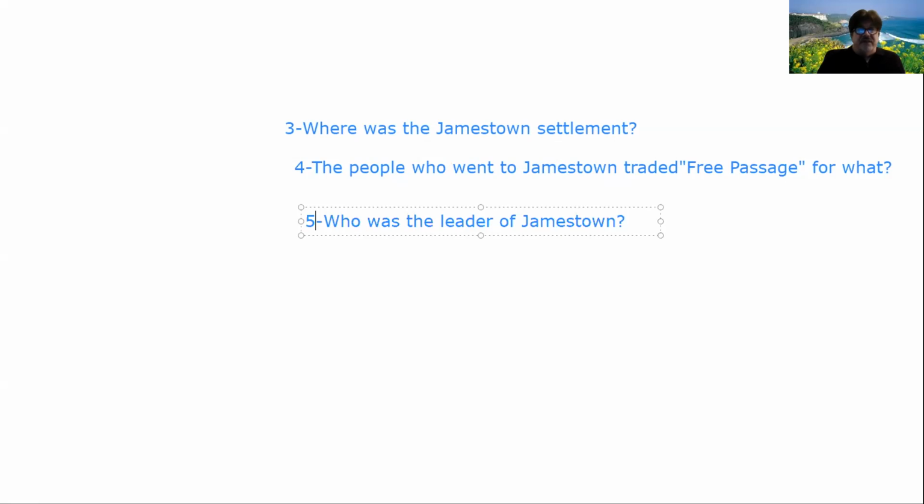And then for the people who went to Jamestown, traded free passage for what? Again, they got a free ticket and they landed there, but then they had to pay in another way. I'll just give you one little hint. 7 years. And I don't mean interest. 7 years of a payment. And then 5, who was the leader of Jamestown? So you just have to put the name of this person, okay?